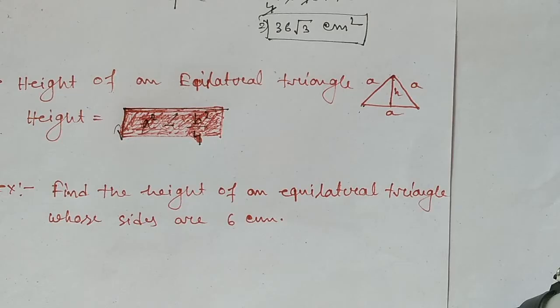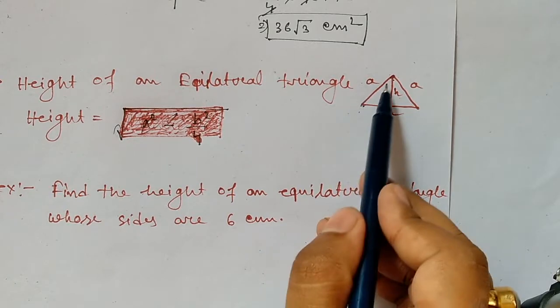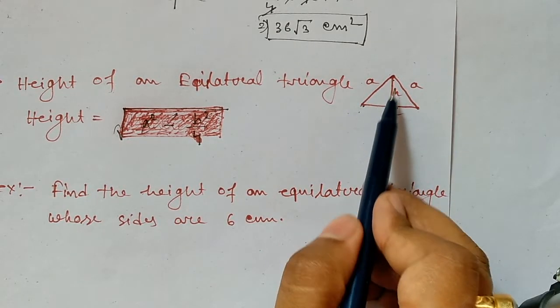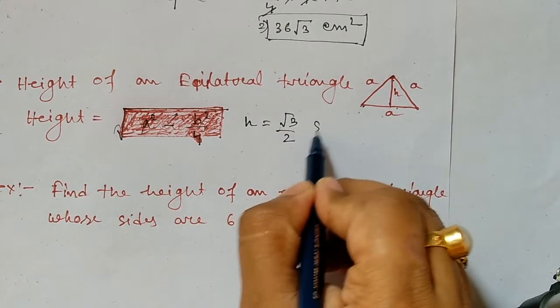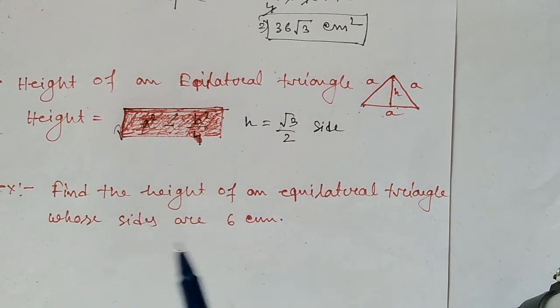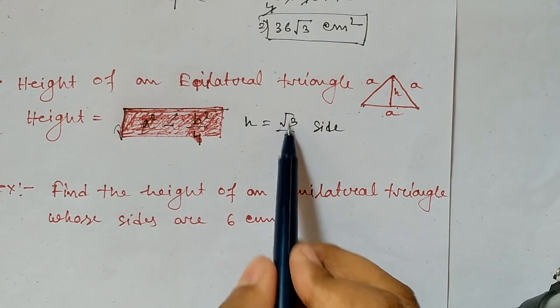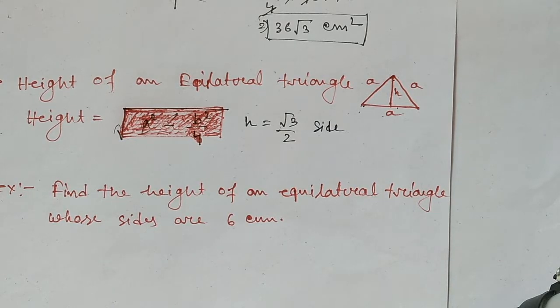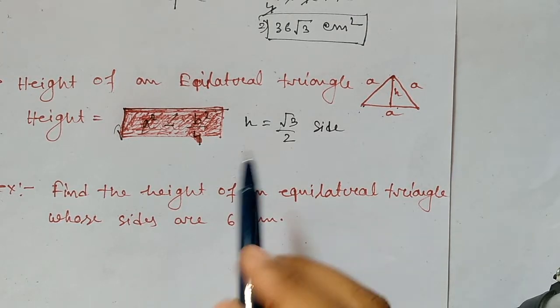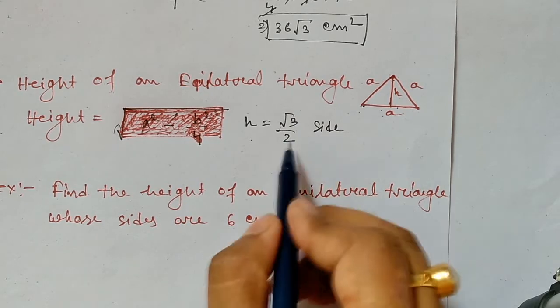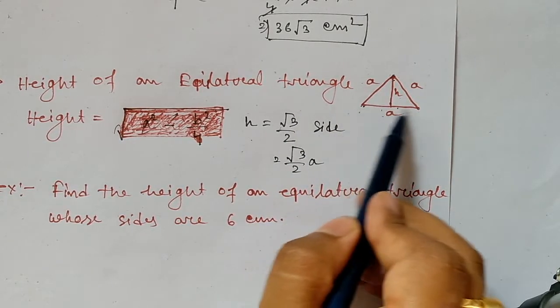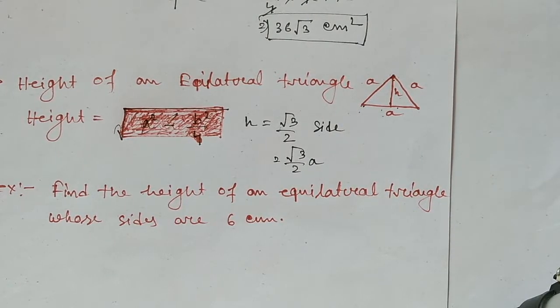Let's move on to our next concept. So friends, in some cases we have to find the height of an equilateral triangle. If the sides of the equilateral triangle are a and height is h, then height is h equal to root over 3 by 2 into side. So the height of an equilateral triangle is root over 3 by 2 into side, or it can also be written as root over 3 by 2 into a, where we have considered the side of the equilateral triangle to be a. So this is the formula.